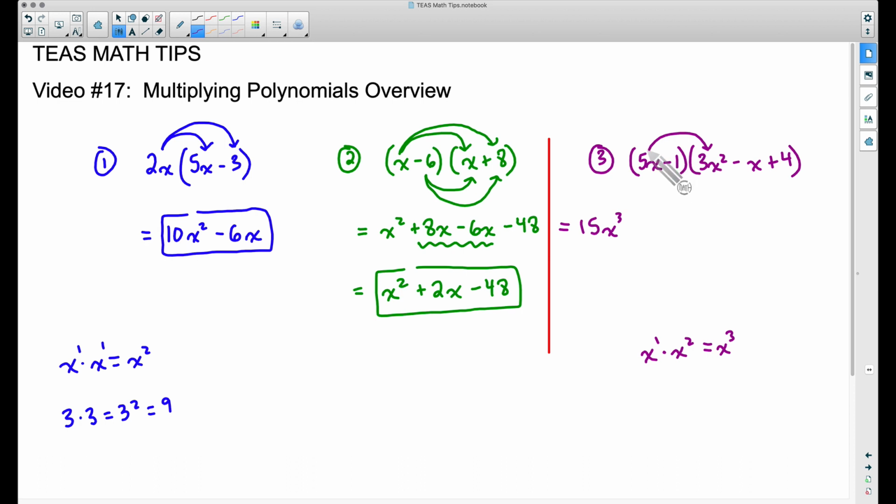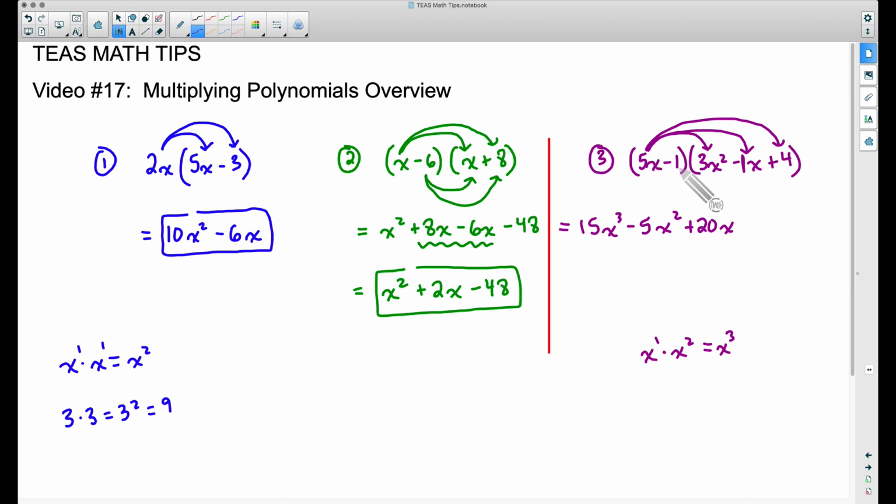And now let's take this 5x times this negative x. Now be careful with your signs here, and remember this was an understood negative 1. 5 times negative 1 is negative 5. X times that x is x squared. And now we have to distribute one additional time for this 5x because we have another term over here that's positive 4. So taking that 5x times that positive 4, that's positive 20, and all we have is a single x here. We don't have another x over here. So we're done with the 5x.